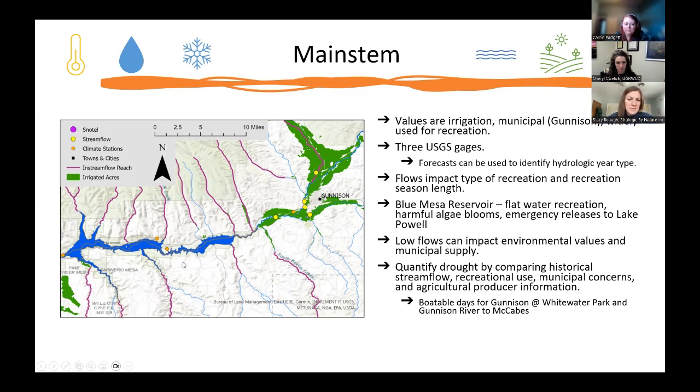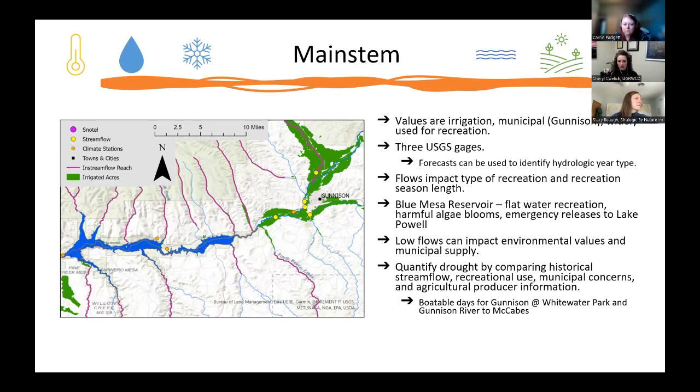In terms of flatwater recreation, some of these drought impacts that we're seeing, Sonia brought up the harmful algae blooms, and then considering how Blue Mesa Reservoir is connected to the rest of the Colorado River Basin, and the potential, which we have seen in past years, for emergency drought releases to Lake Powell, where we're pulling water out of the Aspinall unit and moving that downstream. So drought can have a wide-reaching impact here. But our low flows are impacting our environmental values, municipal supplies, and then the recreational values as well.